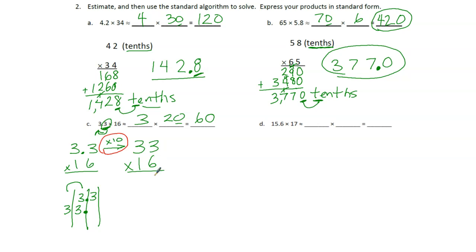6 times 3 is 18. Regroup my 1. 6 times 3 is 18 plus 1 is 19. Then I have 1 times 3, but that's 10 times 3.